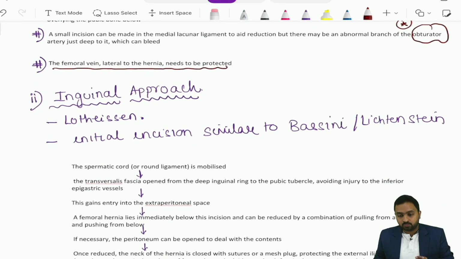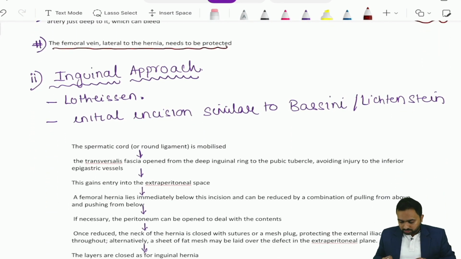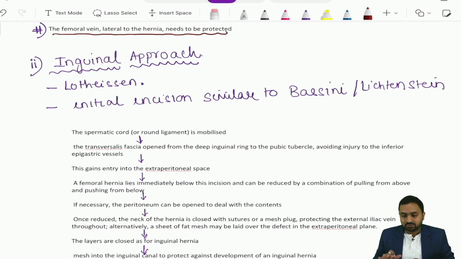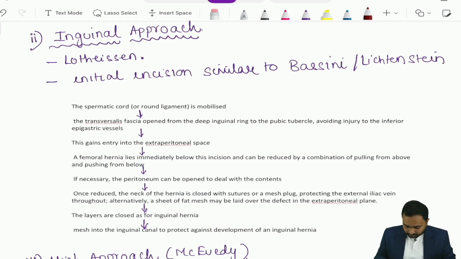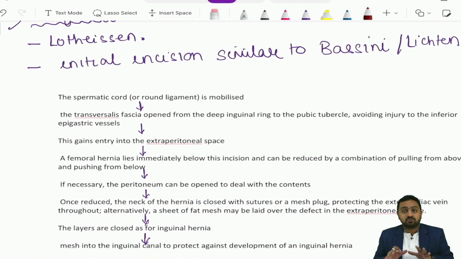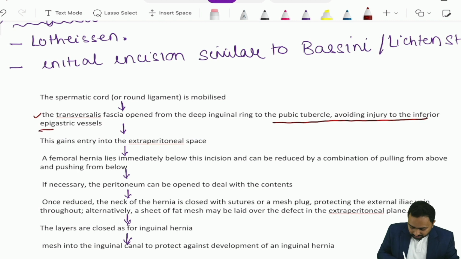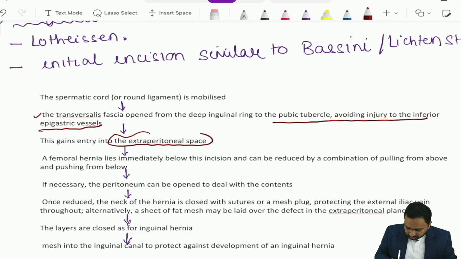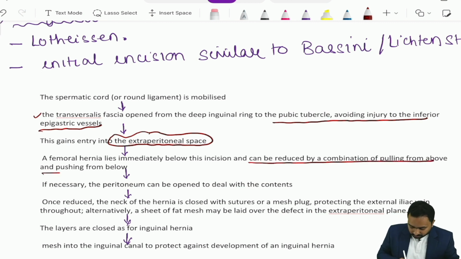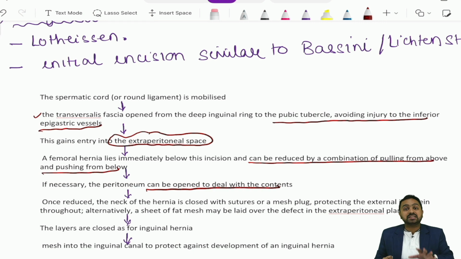Then you have your inguinal approach, which is the Lothian approach. The initial incision is similar to that of Bassini or Lichtenstein repair. What happens over here is the spermatic cord, or the round ligament if it's a female, is mobilized, following which the transversalis fascia is opened from the deep inguinal ring to the pubic tubercle, avoiding any injury to the inferior epigastric vessel. This gains entry into the extraperitoneal space. Now, a femoral hernia lies immediately below this incision, which can be reduced by a combination of pulling from above and pushing from below. If necessary, the peritoneum can be opened to deal with the contents.